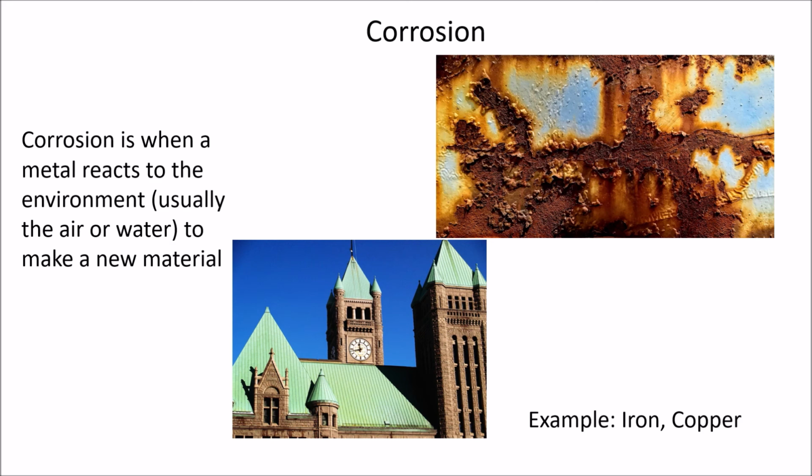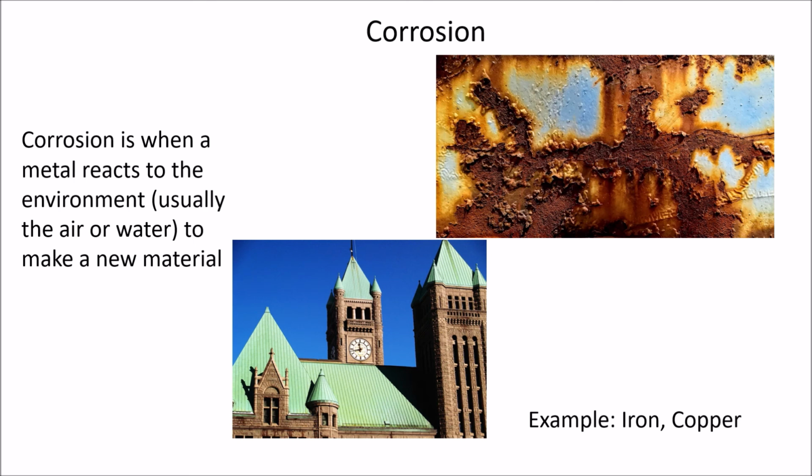Corrosion. Corrosion is when a metal reacts to the environment, usually the air and the water in the environment, to make a new material. For example, we can see in this picture in the top right hand corner what we would call rust. Rust is what happens when corrosion occurs to a piece of steel or a piece of iron. The iron in the steel reacts with the water or the air around us, and it forms a new material called iron oxide. That iron oxide is a really flaky red material, so you can see it there.